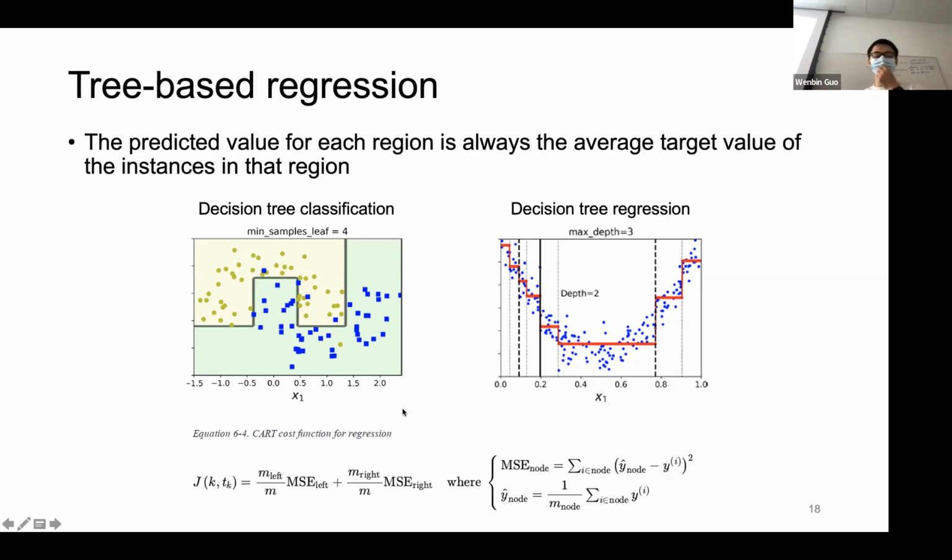And very similar to the tree-based classification problem, we have this loss function. If you still remember, last time for the classification problem, this part, the MSE part, is replaced by the Gini index. Here we just simply replace the Gini index with the mean square error and try to optimize this function, and then we end up with the decision tree regression.